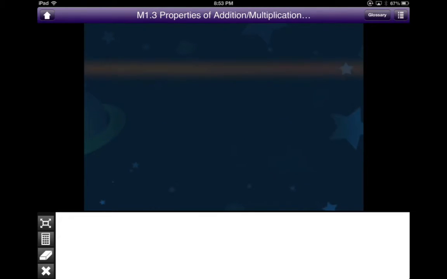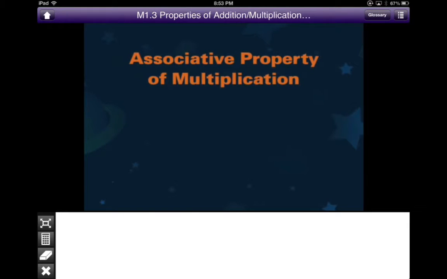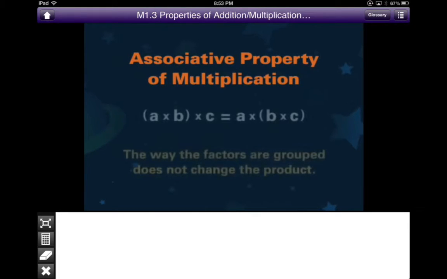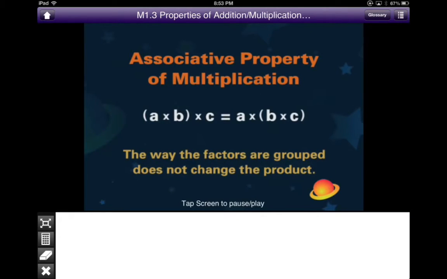This is an example of the associative property of multiplication. The way the factors are grouped does not change the product. Okay, this is another important thing that you should write down, the associative property of multiplication. It's very much the same as the associative property of addition, but it's just for multiplication. You can change the way anything is ordered or grouped, and it will not change the product. It's just like the associative property of addition.